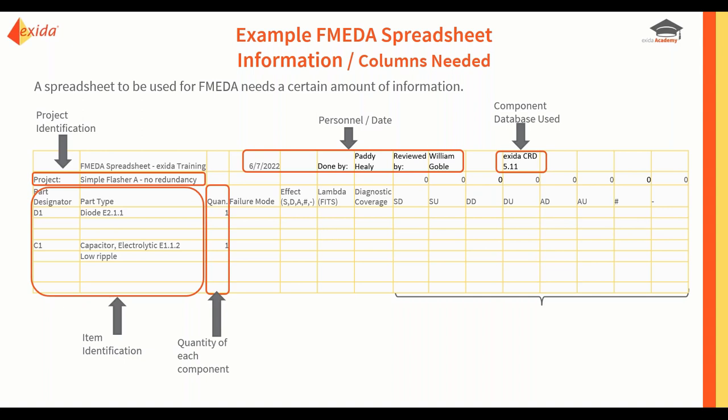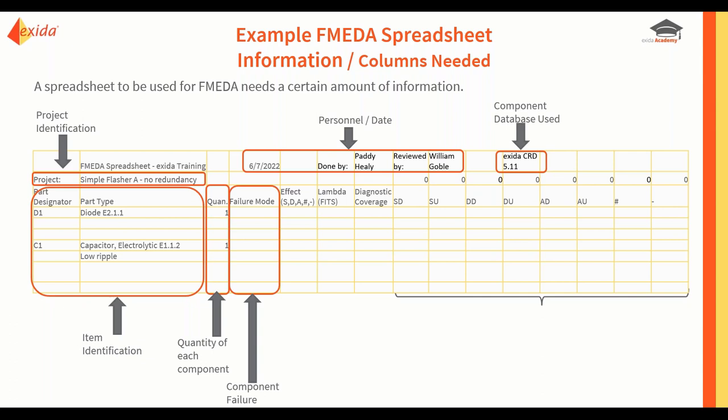The next column we look at is the quantity. So again, generally this will be one. However, if you had a particular design where a number of components might be susceptible to a common failure mode, you could condense them down into a single line and put a multiplier in there in the quantity column.